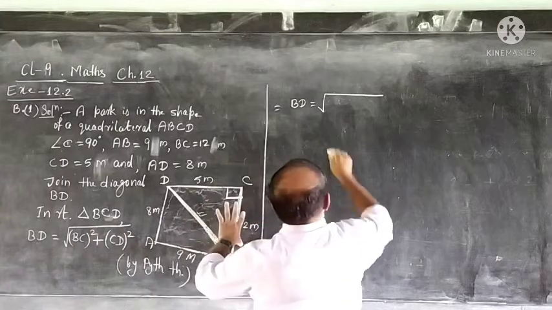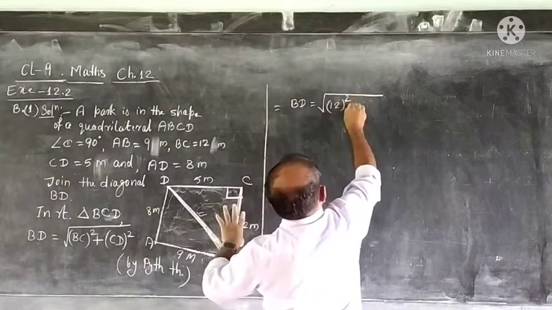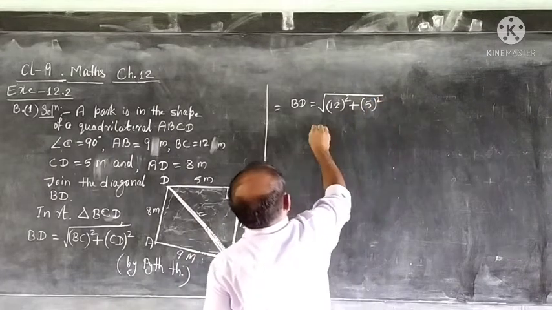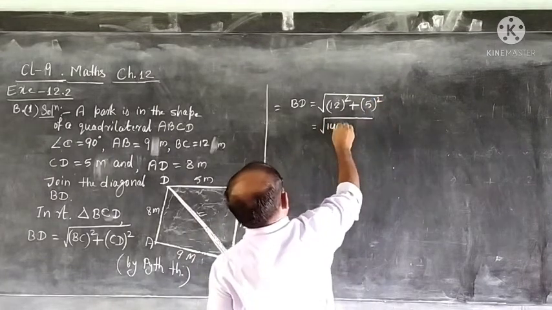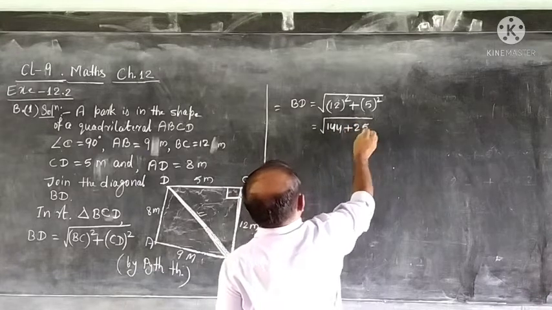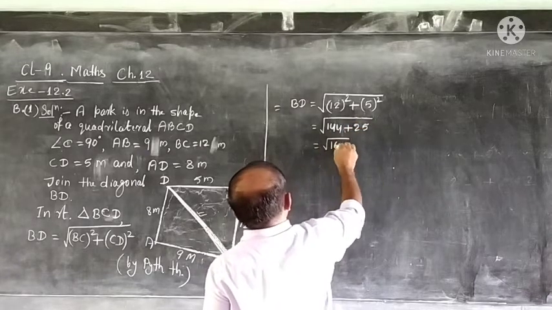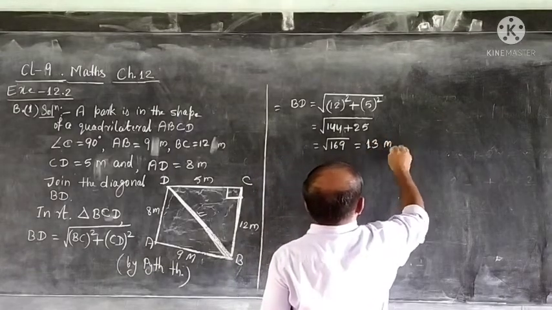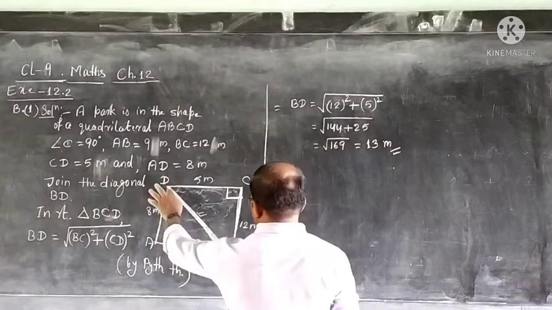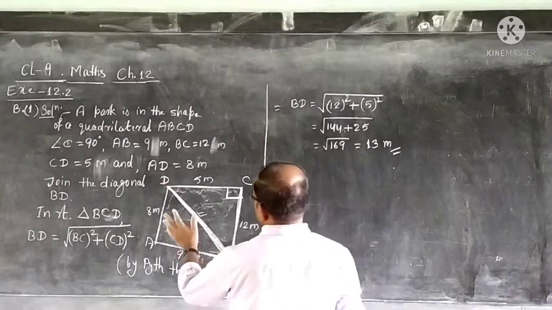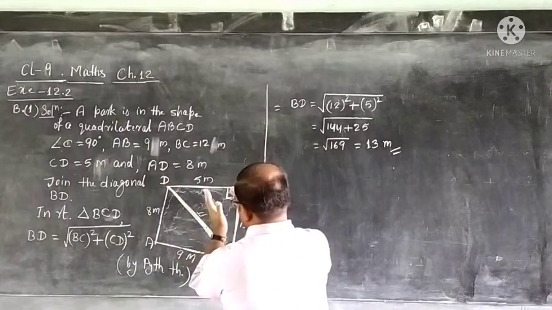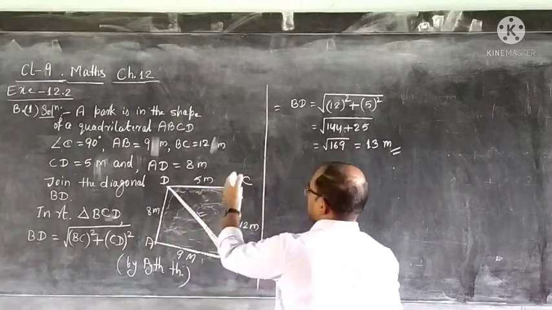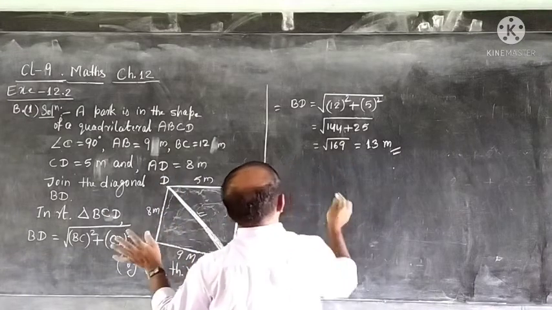BC is how much? 12 square. CD is how much? 5 square. So, 12 square is 144 plus 5 square is 25. Finally, we get 169, and I hope you all know the square root of 169 is 13. So, 13 meter is the length of this diagonal, and then you can calculate the area of both triangles using Hero's formula, or half into base into height, it is up to us.